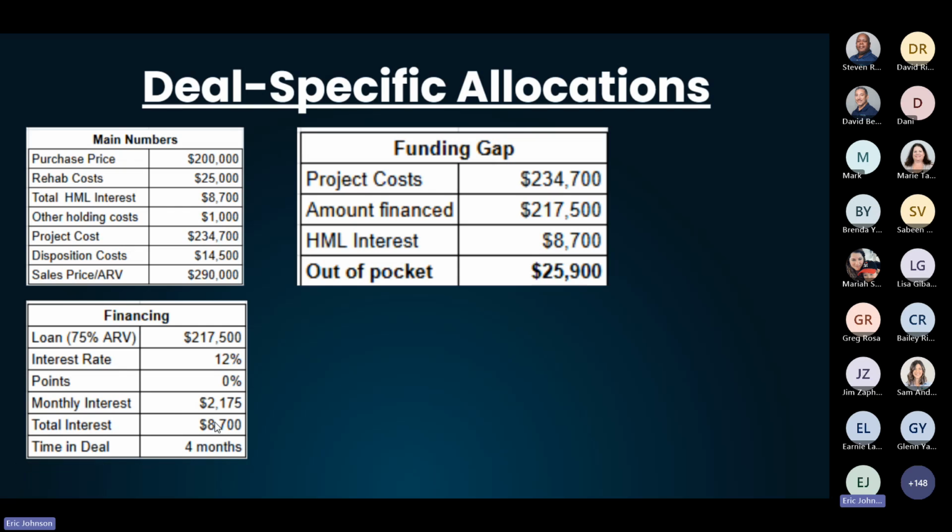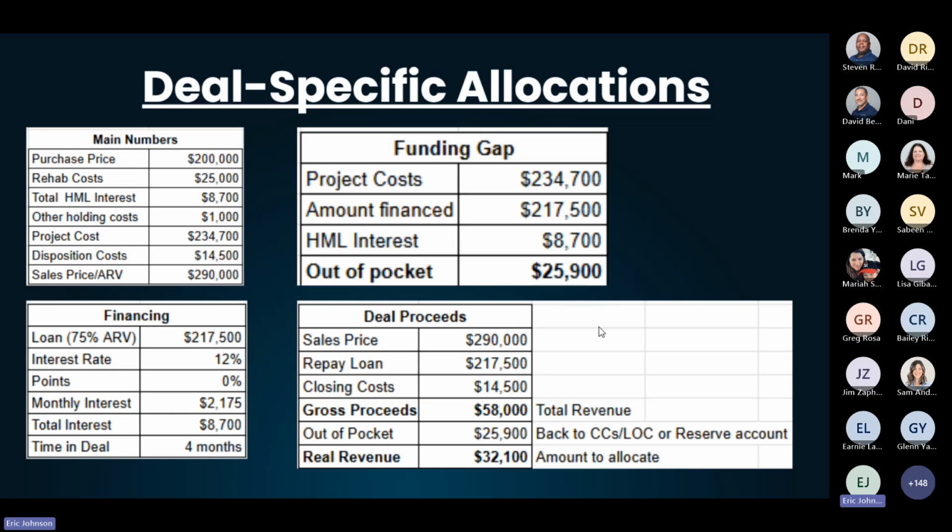Before we get into how the money flows, there is one step that most people miss. Well, they don't make this mistake after working with us, but they often make this mistake before working with us. Calculate how much of your money will be needed to make this deal go all the way through. So the numbers here play out like this. The project cost is $234,700, but only $217,500 was financed. And so this gap will need to come out of pocket from you or from some other funding source. Also, we have hard money loan interest of $8,700. And so by doing this in advance, we know that before we can start this deal, we need access to at least a little under $26,000. Very important step.